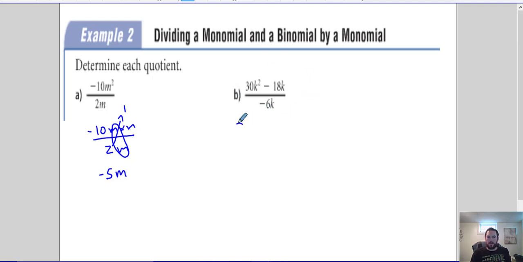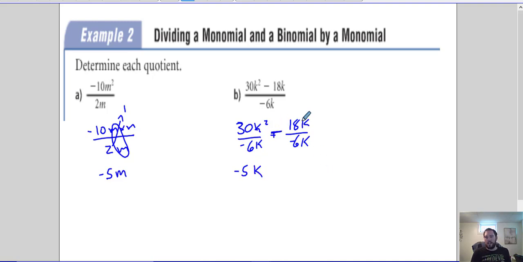Okay, part B here, same thing. I can break this up into two different divisions. So 30k squared divided by negative 6k. And then to that, we get minus 18k divided by negative 6k. So again, this is 30 divided by negative 6, which is negative 5. And k squared is k times k. And then when I divide that by a k, again, those k's from the top and the bottom will divide out and leave me with 1, just like they did in the previous question. So I'll be left with negative 5k.